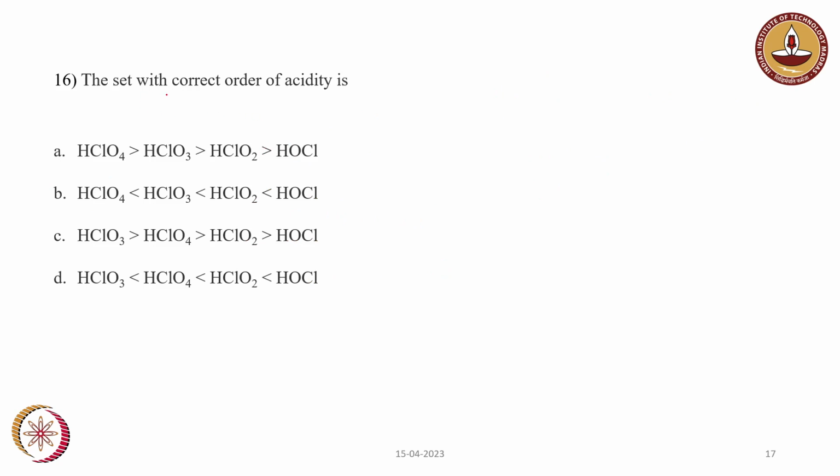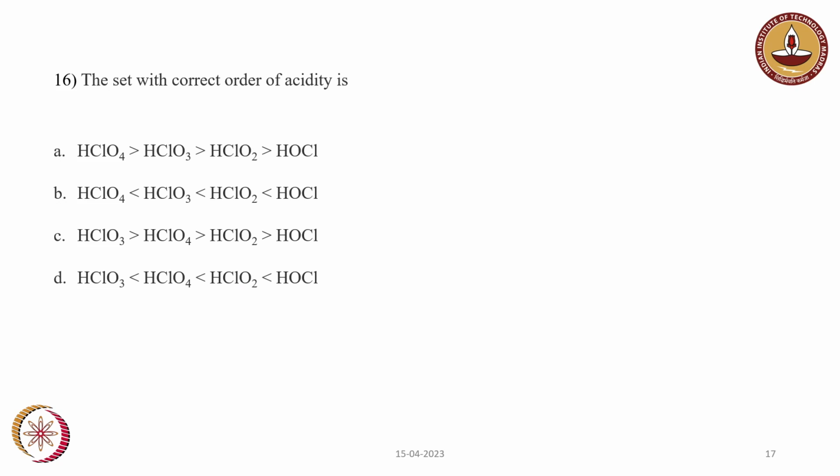Next question is: the set with correct order of acidity is option A HClO4 greater than HClO3 greater than HClO2 greater than HOCl. Option B is HClO4 less than HClO3 less than HClO2 less than HOCl. Option C is HClO3 greater than HClO4 greater than HClO2 greater than HOCl. And option D is HClO3 less than HClO4 less than HClO2 less than HOCl.